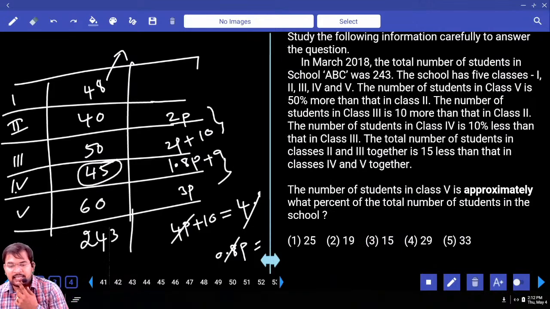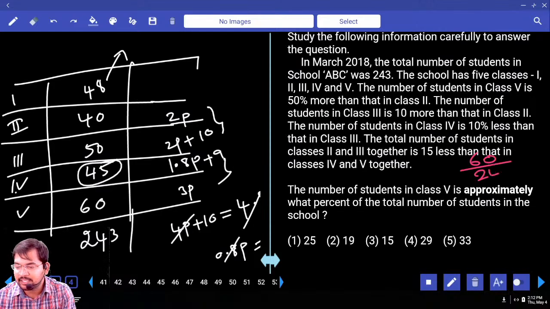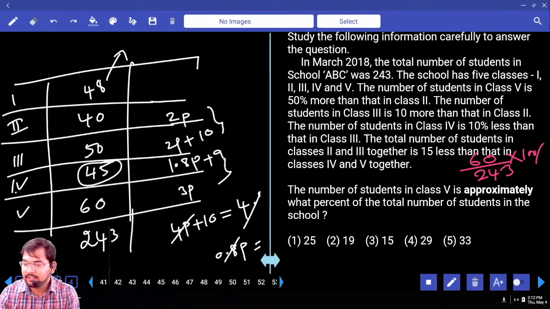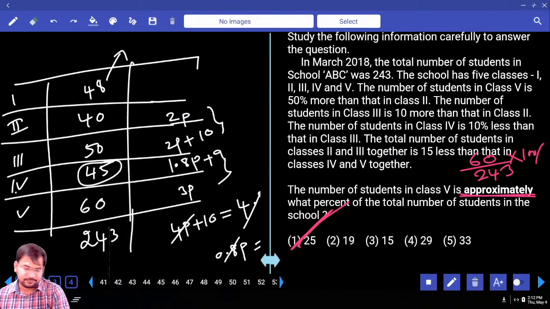Next, the number of students in class 5 is approximately what percent of the total number of students in the school? Class 5, how many students? 60, right? 60 by 243, and approximately 1 by 4. They're asking approximately. So 1 by 4 is 25.